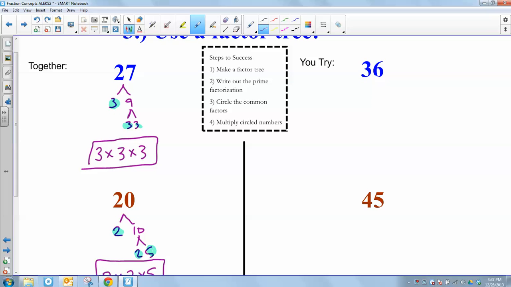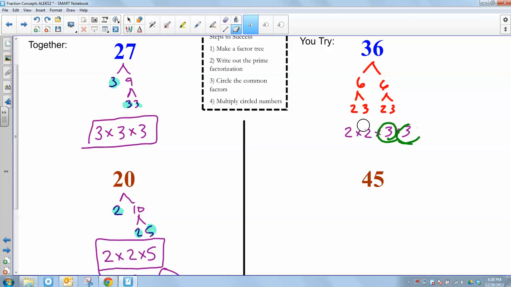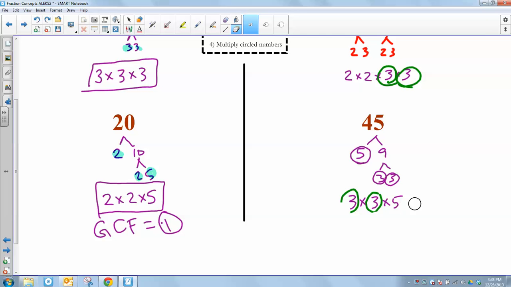All right, let's try the you-try problems. Go ahead and hit pause, and then I'll come back and tell you the answers. All right, so the first thing we're going to do is find the prime factorization of 36. 6 times 6 is 36. That can be broken down to 2 times 3. So I'm going to end up with 2 times 2 times 3 times 3. 45 I can break apart into 5 and 9. 9 is broken up into 3 and 3. Eventually we're going to be left with 3 times 3 times 5.